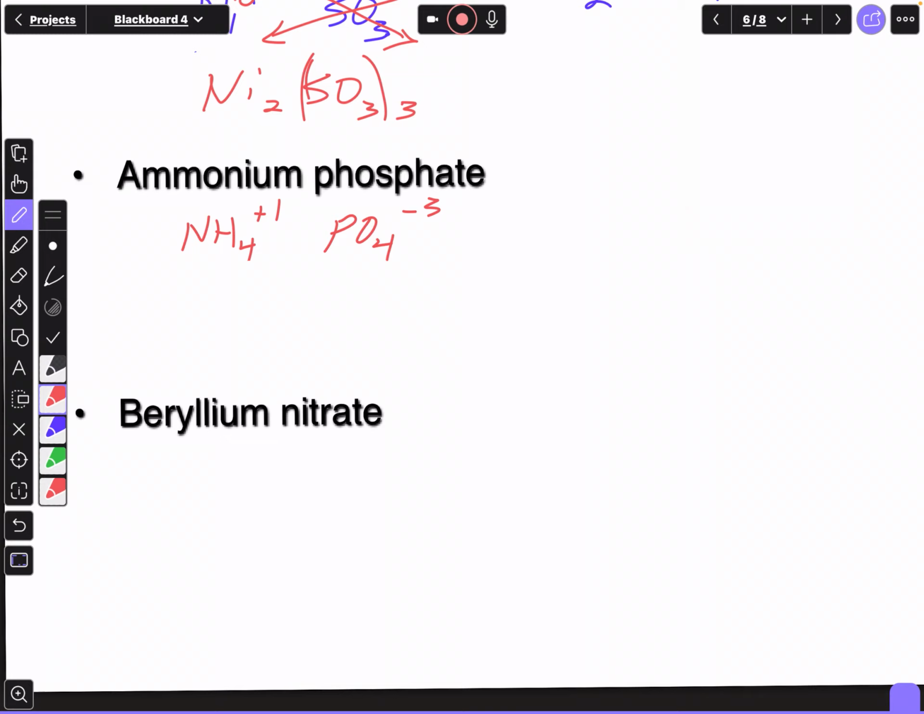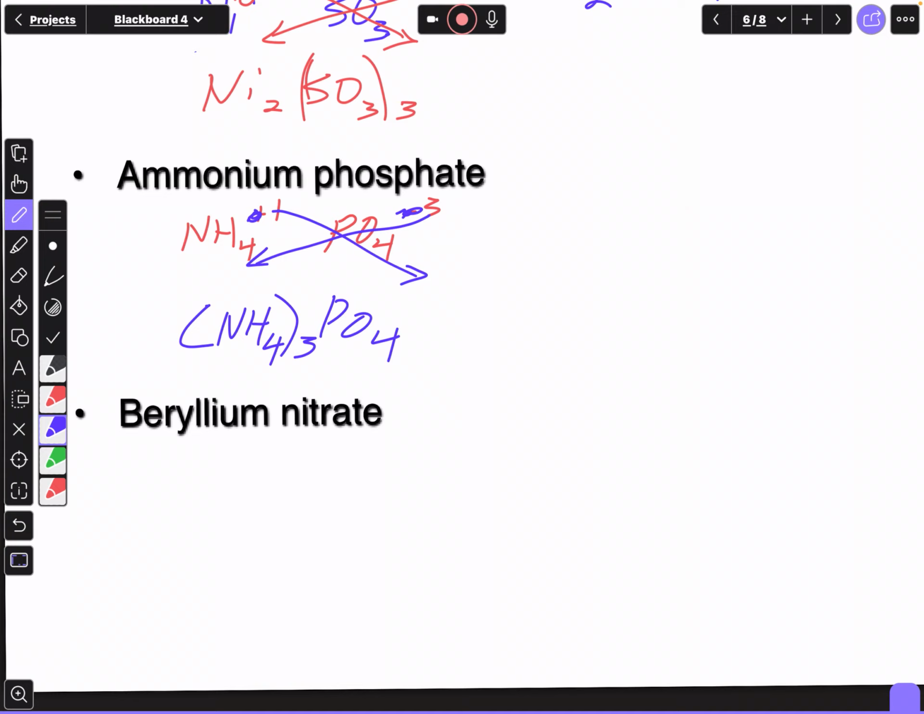Now, if I was going to do the other method, crossing my charges, since they don't add up to 0, leave off the positive and negative, bring 1 down here, 3 down here, and I would write my formula. NH4, if I didn't put it in parentheses, it would be NH43, which wouldn't make sense. Put the 3 on the outside, and PO4. And the 1 goes down there, but it's understood. You don't write the 1.